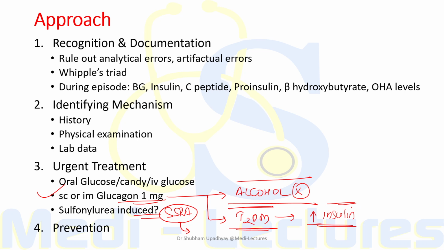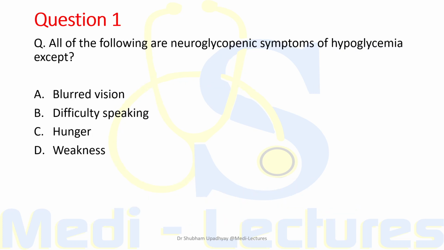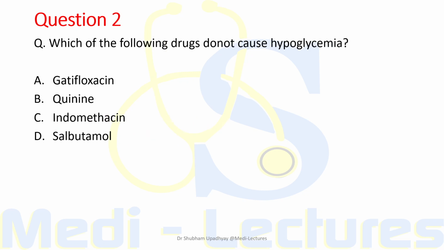So with this, we have completed the lecture. Now let's see if you are able to do these questions or not. All of the following are neuroglycopenic symptoms of hypoglycemia except: blurred vision, difficulty speaking, hunger, or weakness. As we have discussed, hunger, sweating and paresthesias are the cholinergic or neurogenic symptoms of hypoglycemia. So the correct answer will be hunger. All others are neuroglycopenic symptoms.